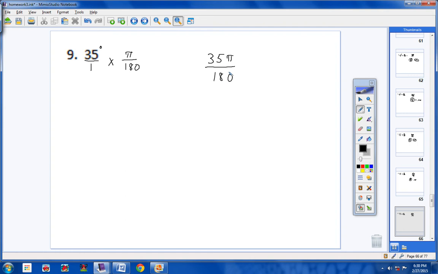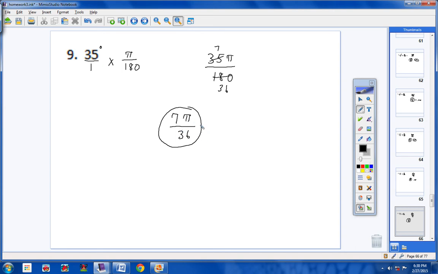Now with your calculator, type in 35 over 180 and reduce that, and you should get 7 over 36. So 5 goes into both of these, okay? So 7 pi over 36. So this is the same thing as 35 degrees, only it's written in terms of radians, in terms of pi.